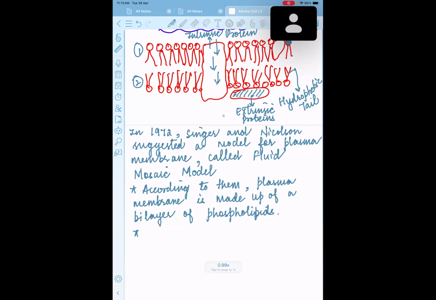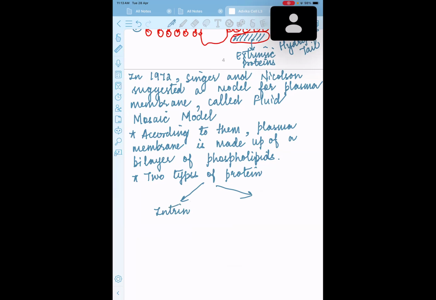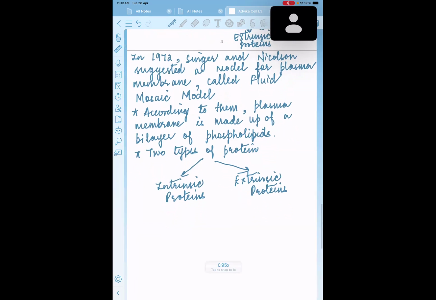as well as, here, two types of proteins will be there: the intrinsic proteins, which are present inside, and the extrinsic proteins. So these are the two types of them.